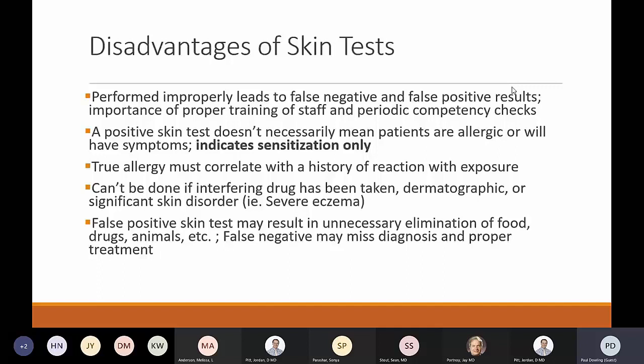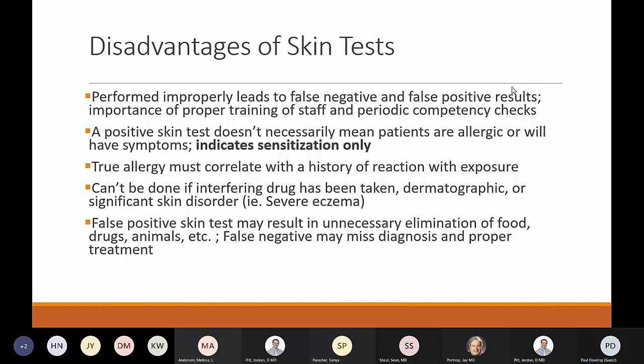Another disadvantage of skin tests is that it can't be done if interfering drugs have been taken. The most common ones are antihistamines that we use, but also things like tricyclic antidepressants have a strong antihistamine effect. If someone's dermatographic, which occurs not infrequently, and that's one of the reasons we do a saline control to see if someone's dermatographic. And if they have a significant skin disorder like severe eczema, they don't have any what I call virgin skin that's clear that you can do testing on, the skin testing isn't going to be that helpful.